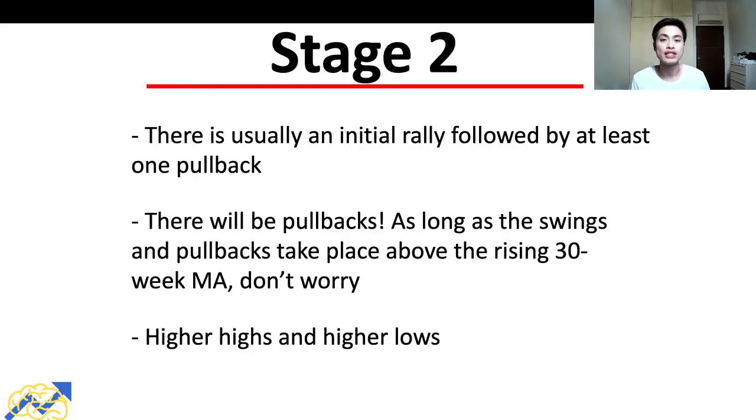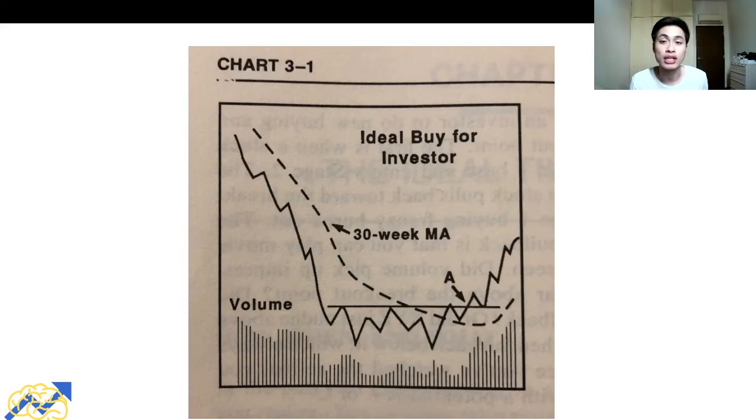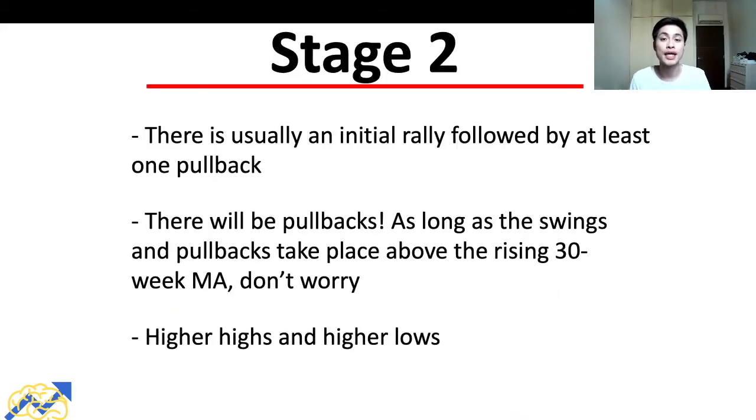Following the breakout from the stage 1 base area, there is usually an initial rally followed by at least one pullback. So if we take a look back at the graphical illustration, over here we had the breakout and then we had a pullback. And as long as prices remain above the resistance and above the basing area, it is nothing to worry about. An important point to take note in stage 2 is that even though stage 2 is an advancing phase, prices do not go up in a straight line. There will definitely be pullbacks.